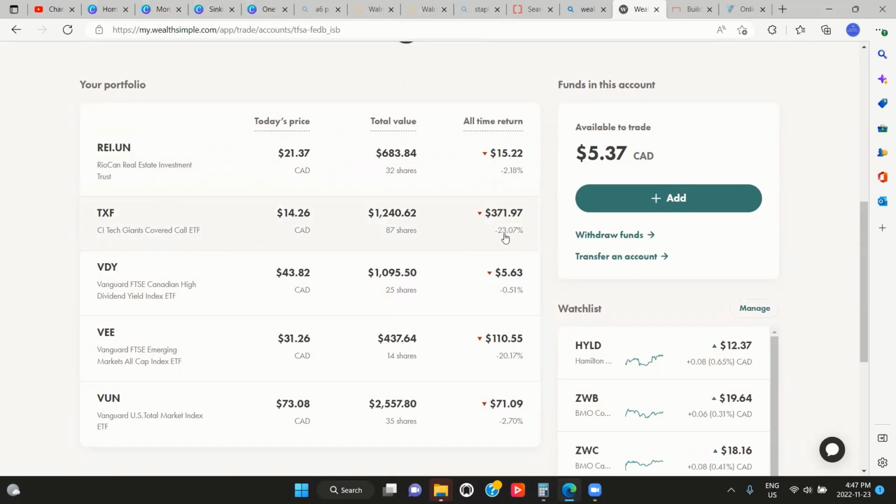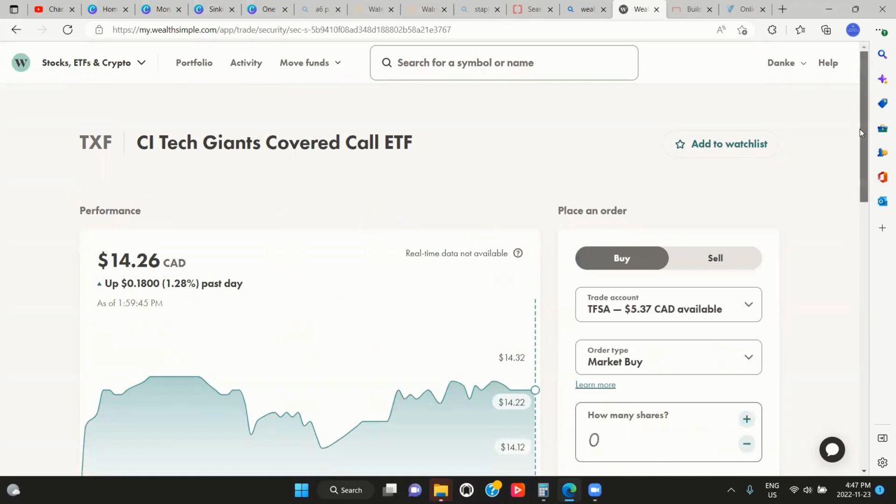So here in the TFSA, we have just a few stocks here. Starting with another REIT, it's Ryokan Real Estate Investment Trust. This one is down 2.18%. Then next is this covered call ETF, which is down 23%. If I had money right now, I'd just put all of it into this one. This one pays a very good dividend every month. Not every month, I don't know how often it is actually. Let me see if I can find that information.